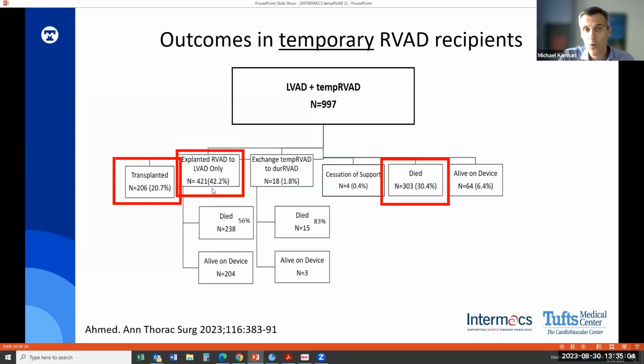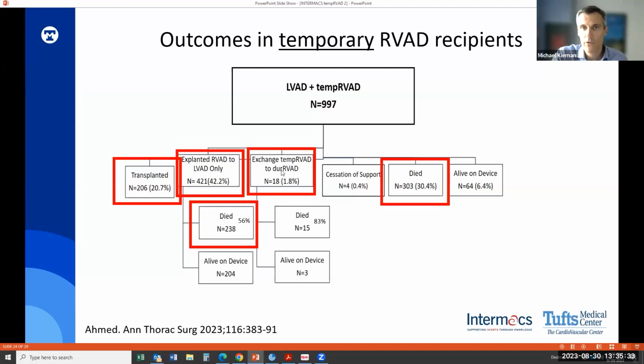But among that cohort, which accounts for just over 40%, what happens to patients? Well, they don't generally do great. So over half of those patients where the temporary RVAD is removed, died. So 56% of patients died. And then the final option besides alive on ongoing support, but again, these are temporary RVADs. So this is a small cohort. We're not going to leave them in indefinitely, but they may be transitioned, and it doesn't happen frequently.